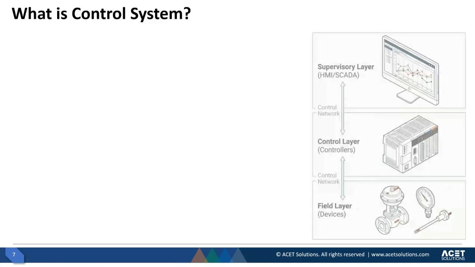So let's start with a little bit about the control system. What is the control system? For the introduction of the IT world also, by definition, a control system is integrated hardware and software that monitor, control, and automate industrial processes in real time.